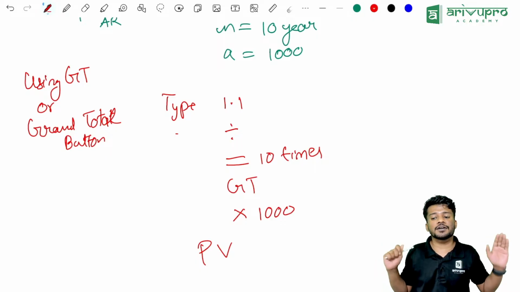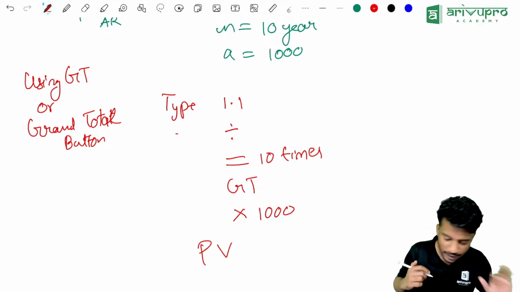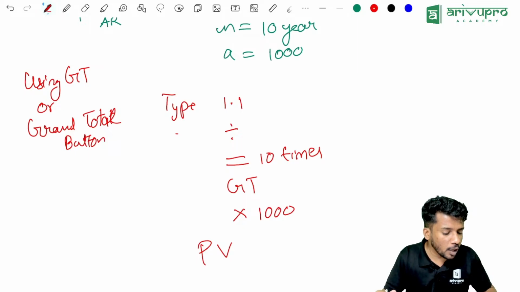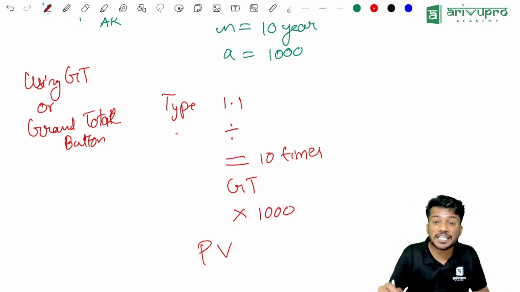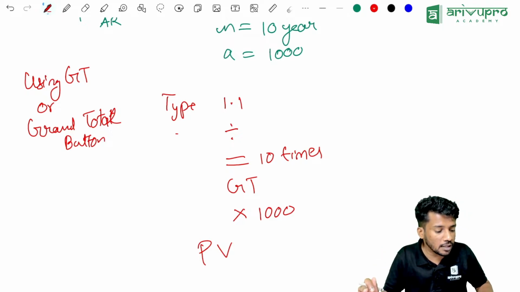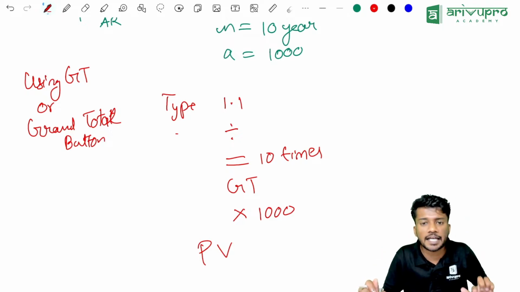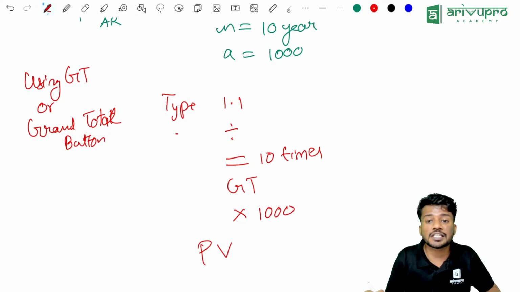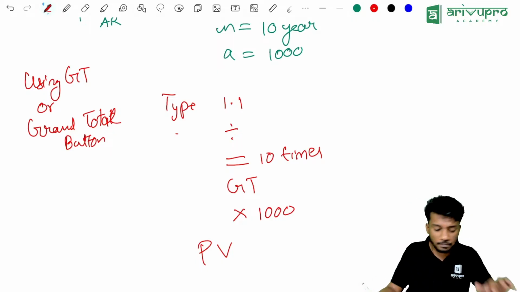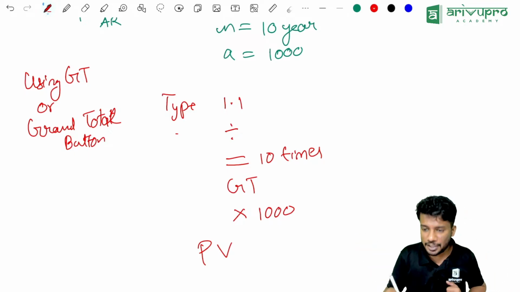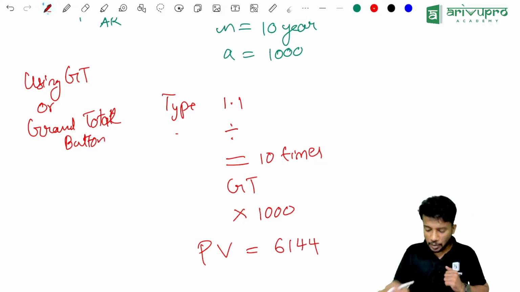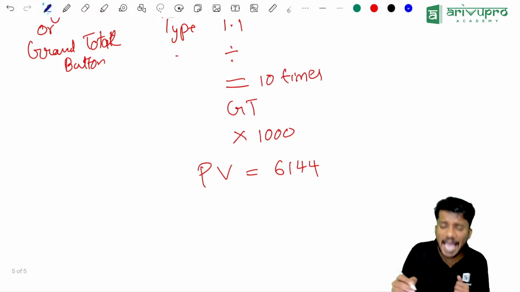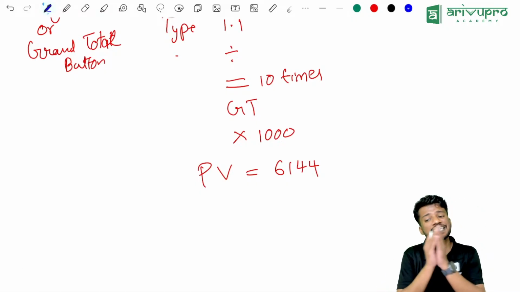Now take the calculator, type 1.1. Then you will click the divide sign. Then you will click equal to how many times? Equal to 10 times. 1, 2, 3, 4, 5, 6, 7, 8, 9, 10. Then you click the GT button. Then multiply it with 1000. You are getting the present value of the regular annuity, which is equal to 6144.